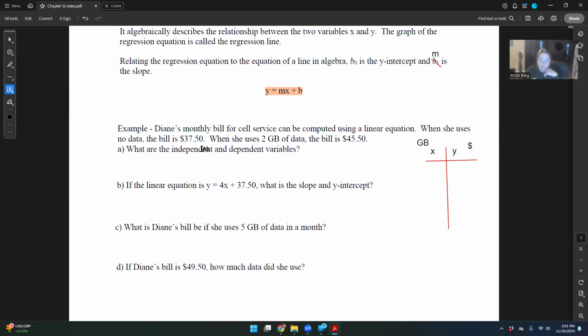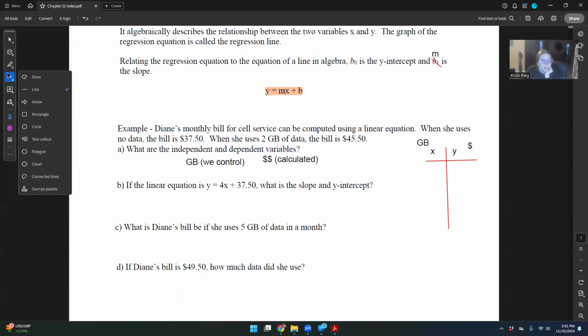So here is, oh, I just did number 1 for us. Okay, so independent, we said, was the gigabyte, because we control the number of gigabytes used, and then dependent would be the dollars, because that is calculated. It's dependent on how many gigabytes you use. So do I need some arrows in here? I feel like I just kind of wrote all over the place.